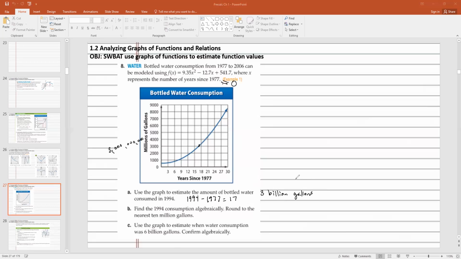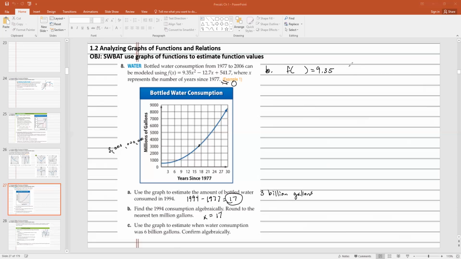All right, and then for B, it says find the 1994 consumption algebraically. So not estimating, but algebraically. It says round to the nearest 10 million gallons. All right, so again, we're using 17 for X. So use 17 for X, and we're going to plug it in over here. Let's put B here. F of 17.